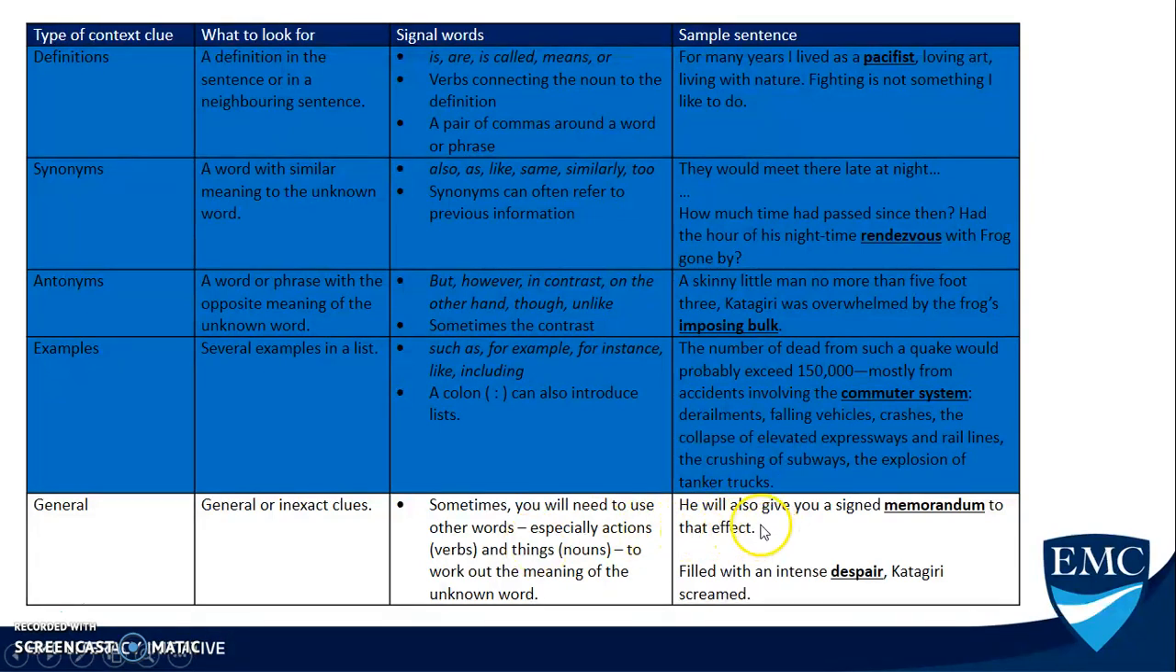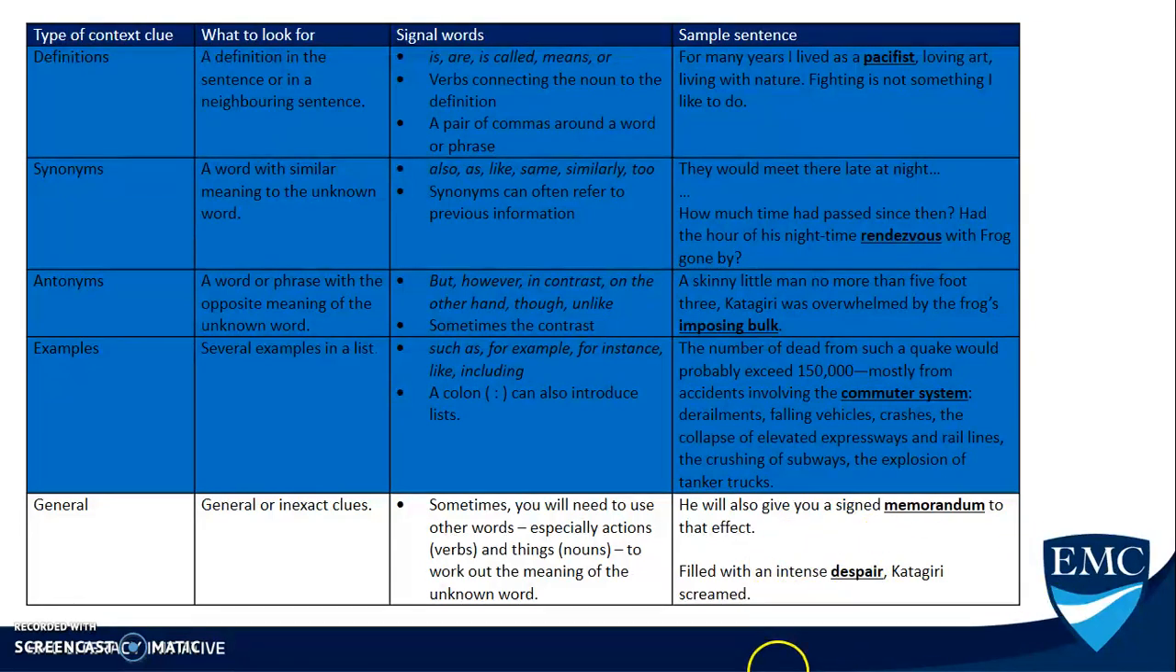So our first example is: he will also give you a signed memorandum to that effect. Okay, so this is something that gets signed. So I could guess that it's maybe some kind of piece of paper, some kind of form perhaps. And I don't need to know exactly what a memorandum is to keep going with my reading. That's probably enough to get me over that hurdle.